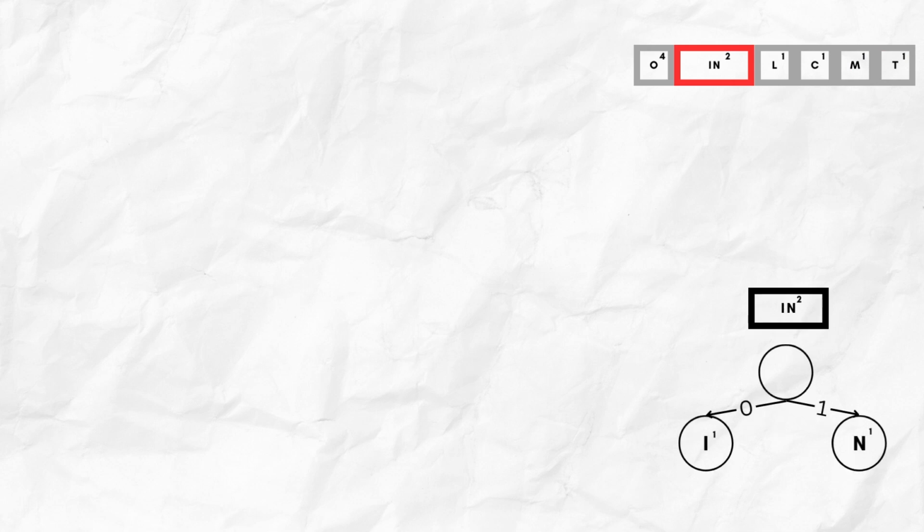In Huffman's method, we start by grouping two of the less common characters, let's say I and N, together as if they were a single letter. Next, we update the frequency chart, giving us four choices: the letter O, which appears 4 times, the newly combined IN node, which effectively appears twice, and the individual letters L, C, M, and T. From these options, we again pick the two least common characters, M and T.